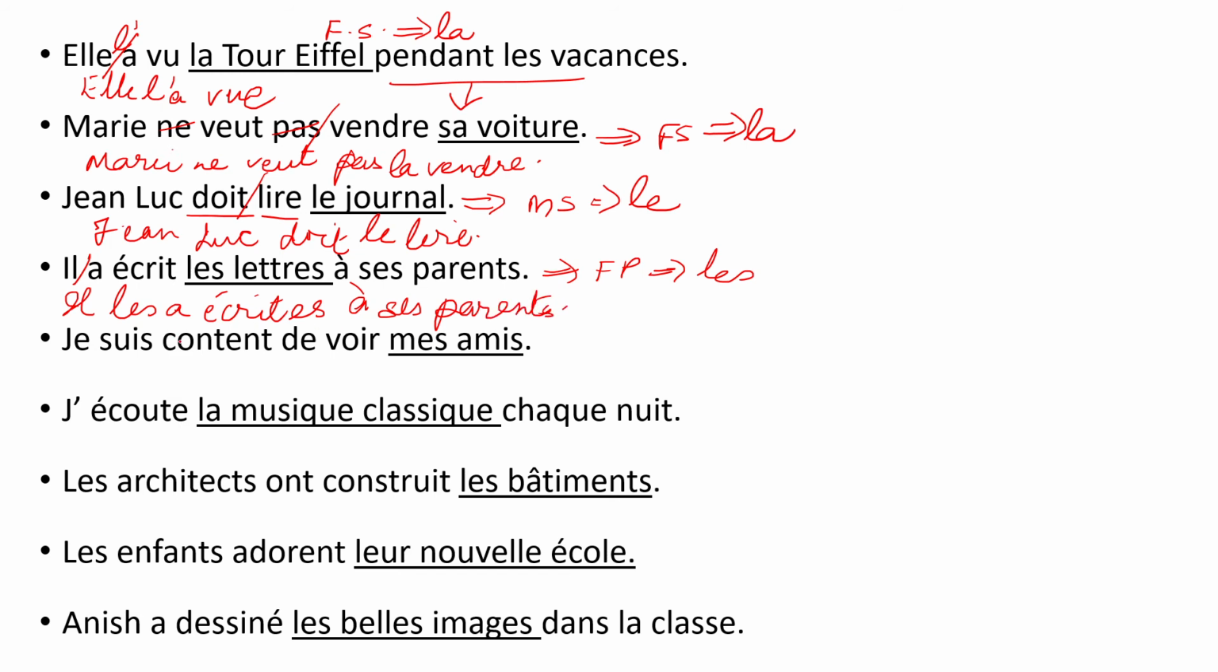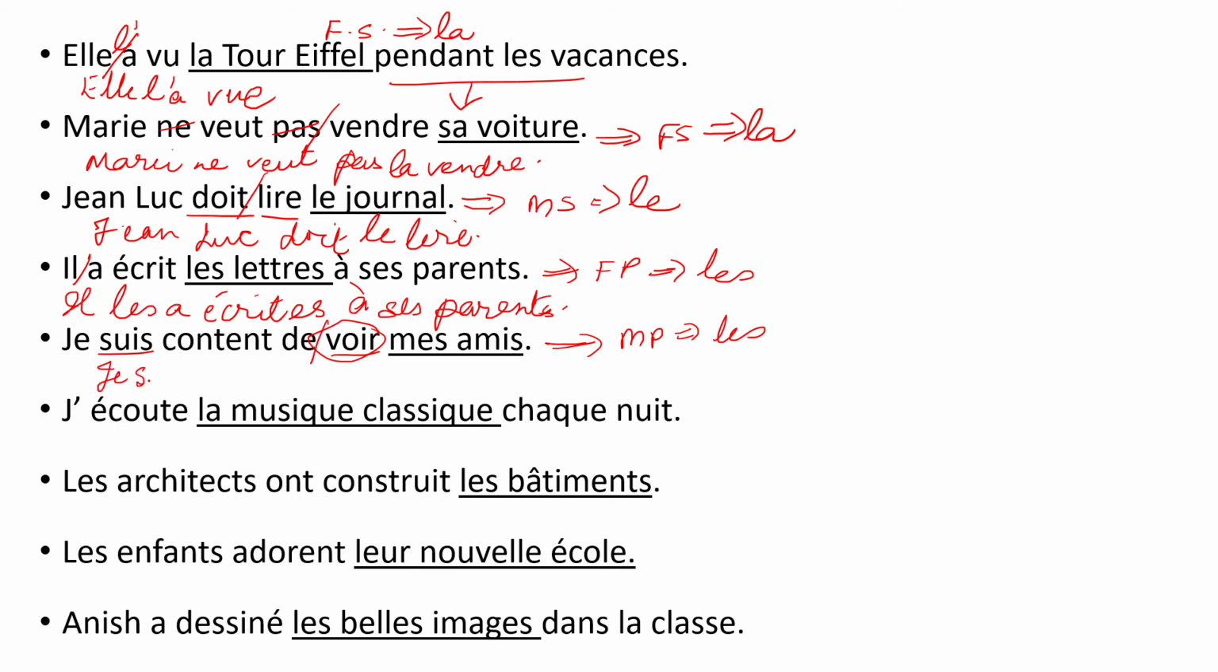Then, je suis content de voir mes amis. Now, mes amis here is masculine plural. You have to replace with les. Now, be careful here. There are two verbs here, suis and voir. So, are you happy to see them or are they happy to see you? You are happy to see them, correct? So, it has to come after. In English, it comes after see. Therefore, the pronoun is associated with this verb, voir. So you'll have to place it before this verb.